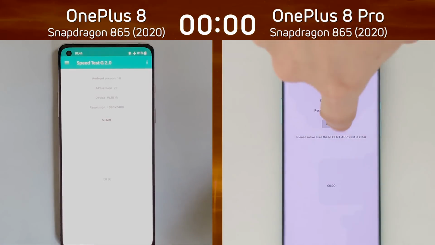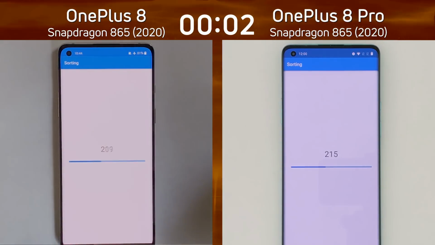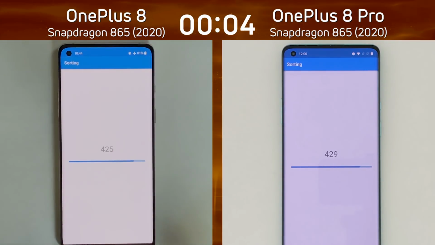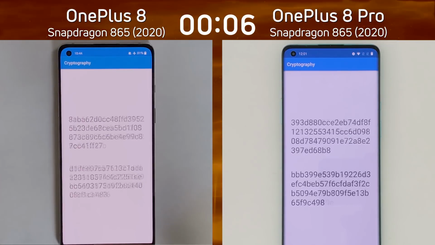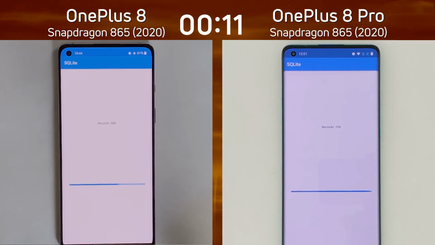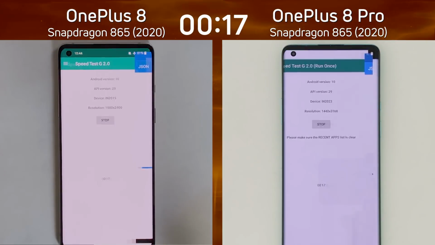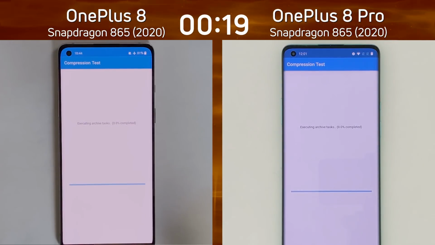So we have the OnePlus 8 with the Snapdragon 865 on the left-hand side, running in full HD. We have the OnePlus 8 Pro, also with the Snapdragon 865 on the right-hand side, but it's running in 1440p. This is one of the big differences between the 8 and the 8 Pro, the screen resolution. So if you were to pick the 8 Pro and you were running in Quad HD, what's the performance going to be like compared to the sibling OnePlus 8?